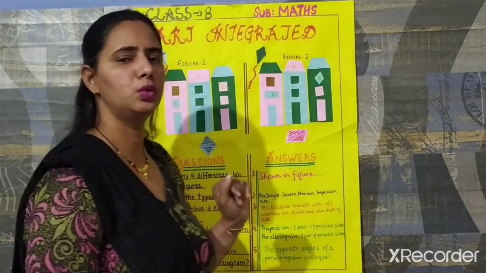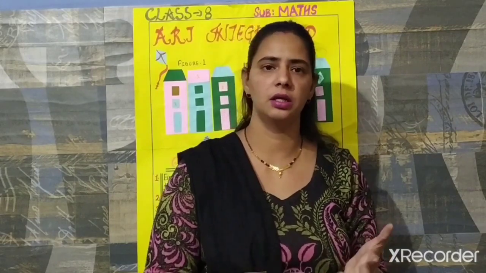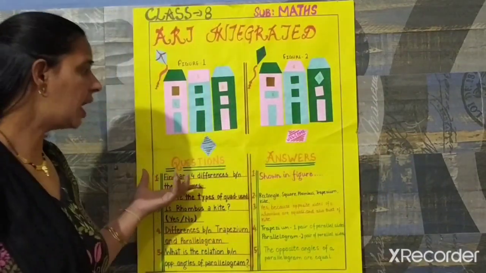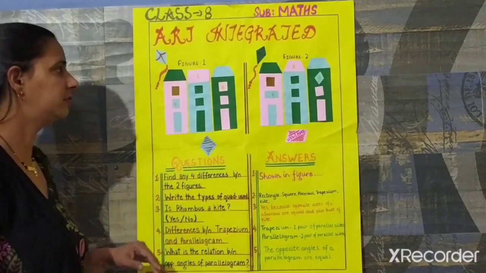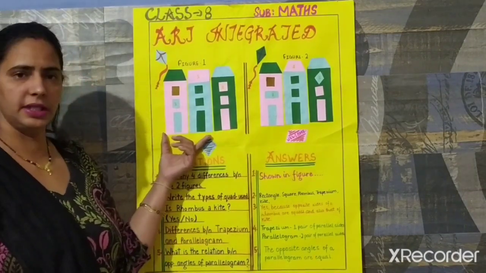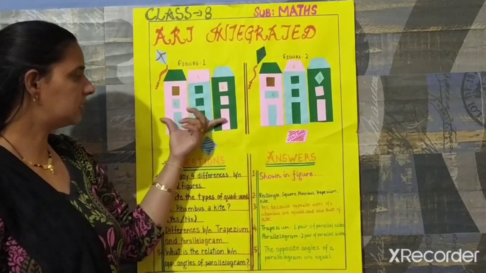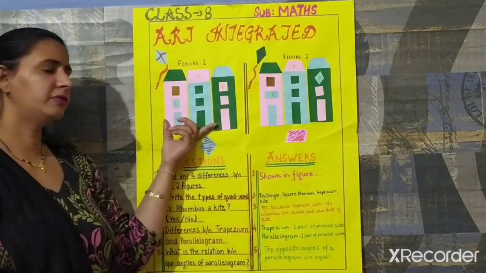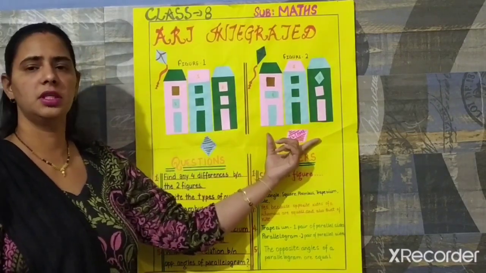In that chapter I told you about different types of quadrilaterals like parallelogram, square, rhombus, trapezium, kite, and rectangle. Here we are trying to understand the differences and properties of quadrilaterals in a better way. I have taken the example of buildings. You can see figure 1 and figure 2. Figure 1 is the front view of 3 buildings of a society, and this is the 3 houses of a second society.